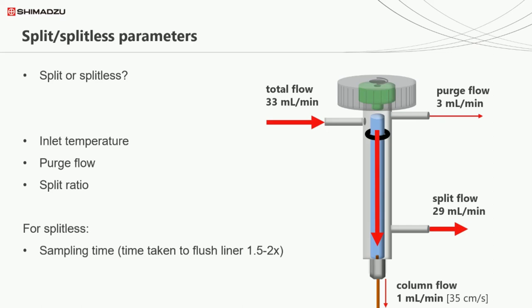Remember that most systems these days have a gas saver mode to help reduce carrier gas consumption. This can be turned on after 1 or 2 minutes from injection, or 1 or 2 minutes after the splitless sampling time. Generally, gas saver mode is usually set at a split ratio of 10 to 1.